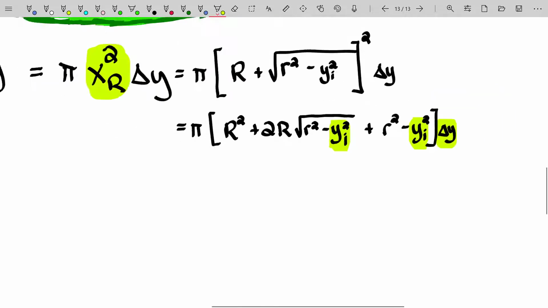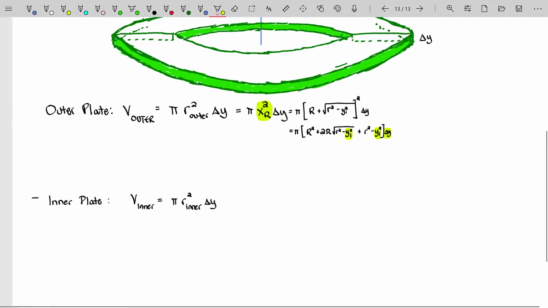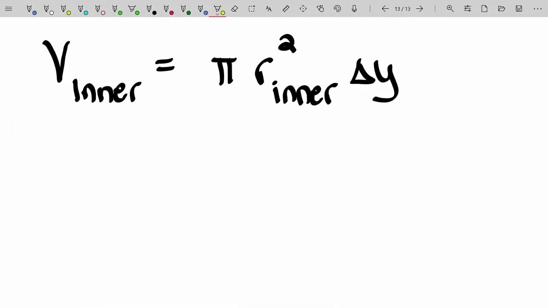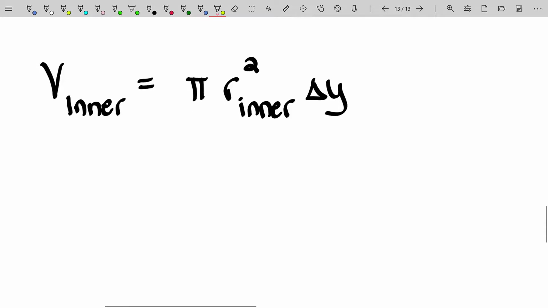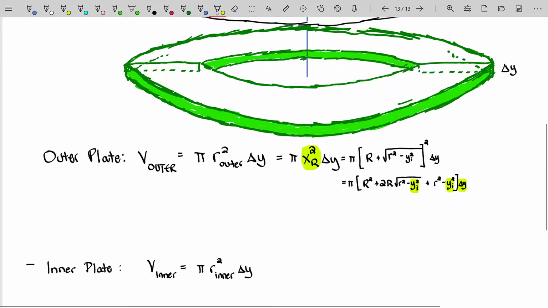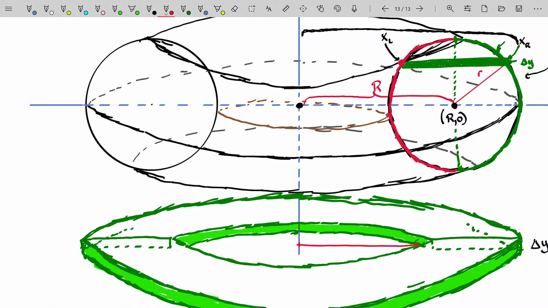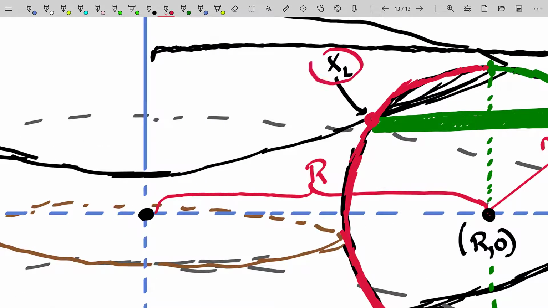Now that we have that formula written, let's go ahead and write down a formula for the inner plate. Remember, the volume of the inner plate is pi times the radius of the inner plate squared times the thickness, which is delta y. Now, if I look at the radius of the inner plate, which is this inner plate right here that I'm going to be taking out, the radius to the edge of that, that distance right there, is actually what we wrote up here to be x sub left.